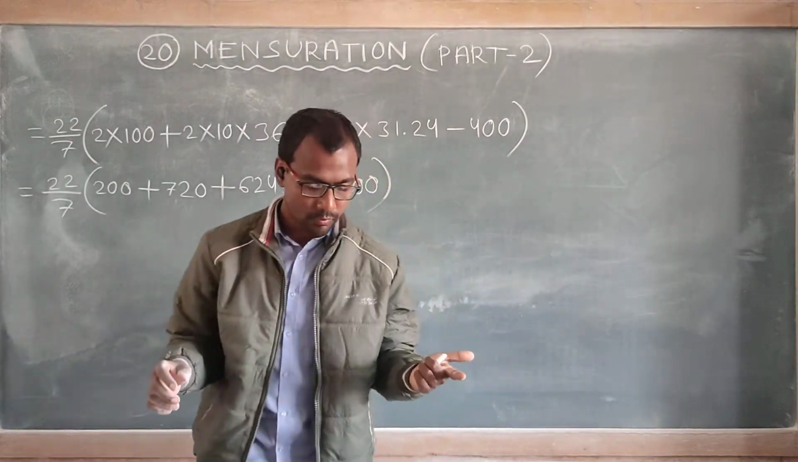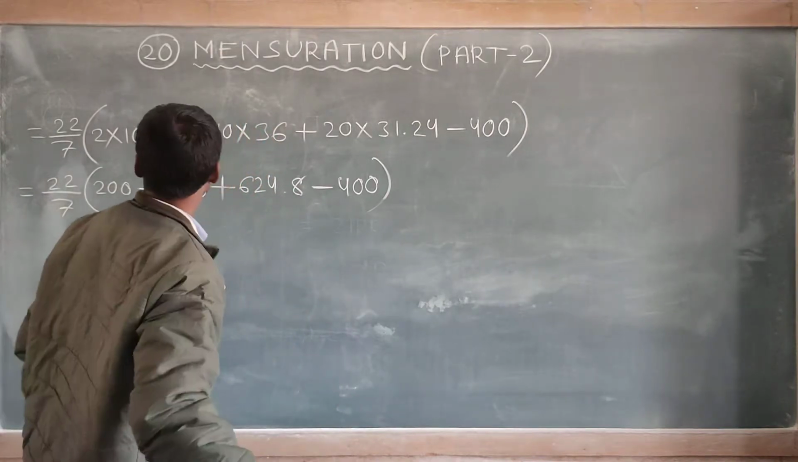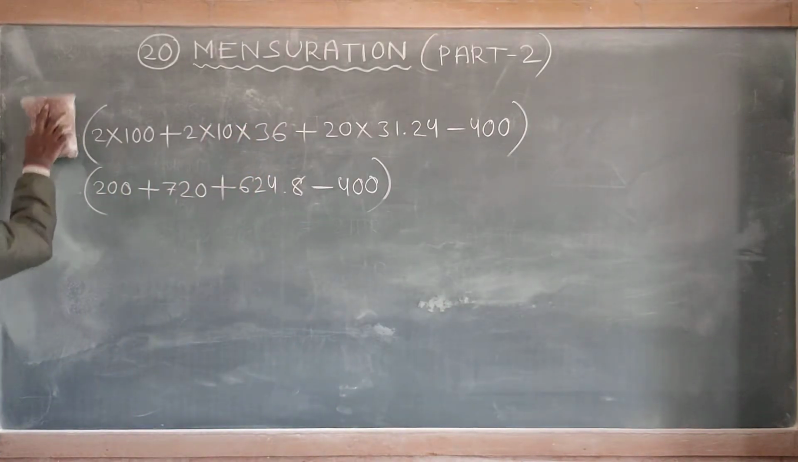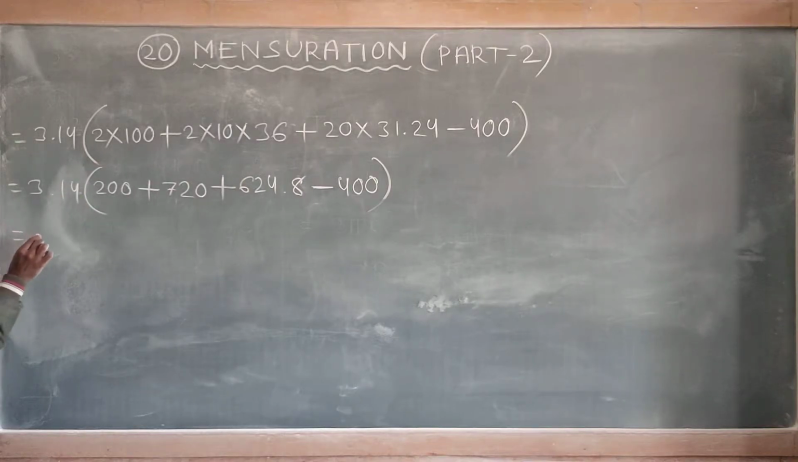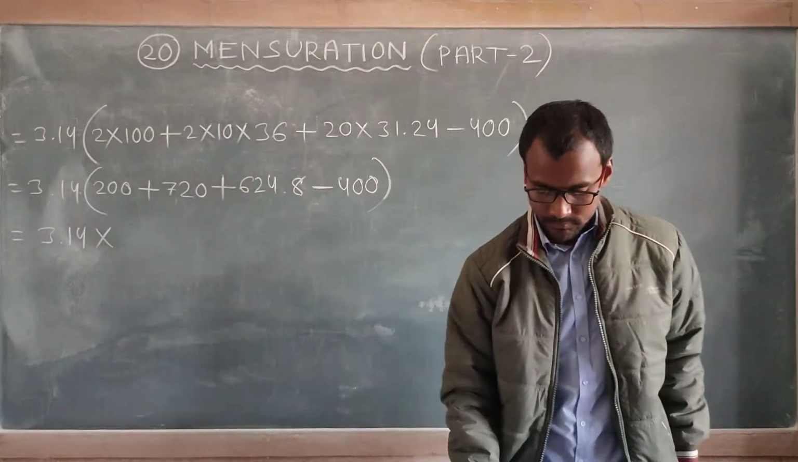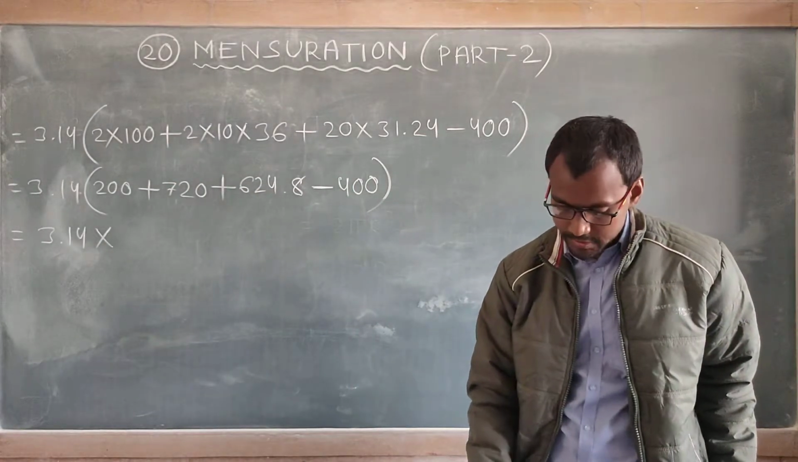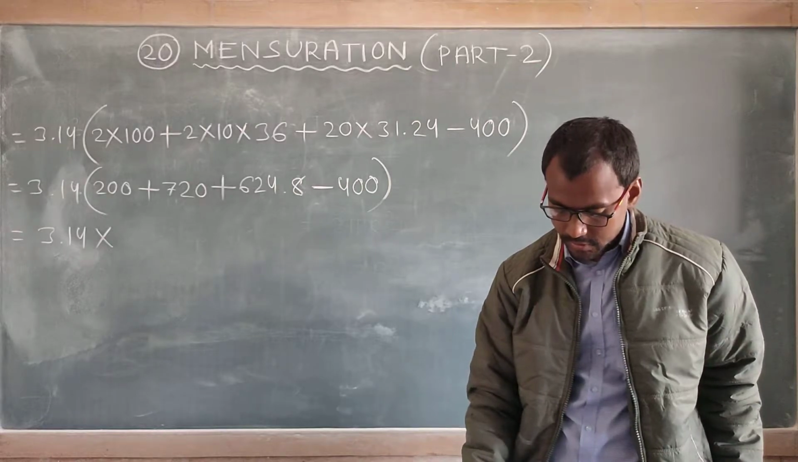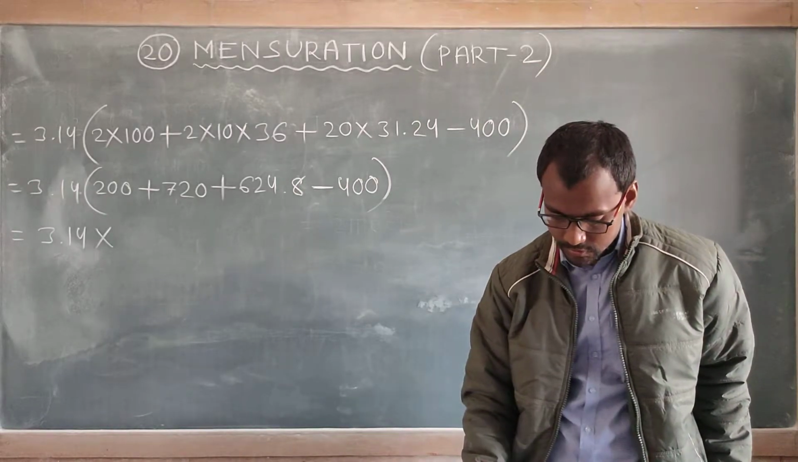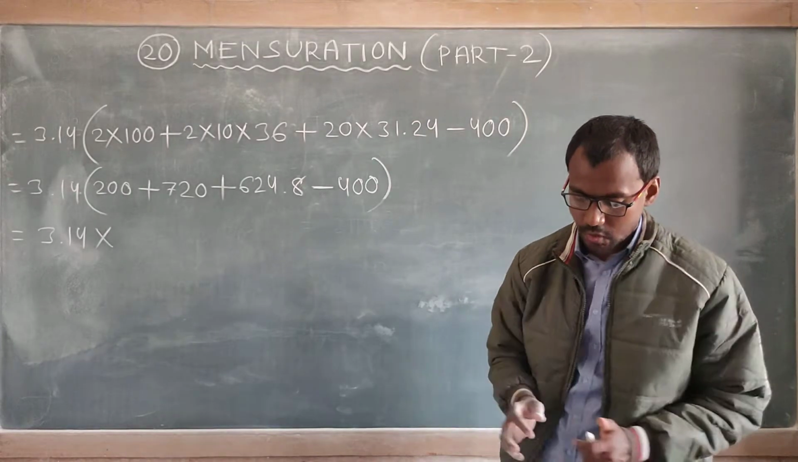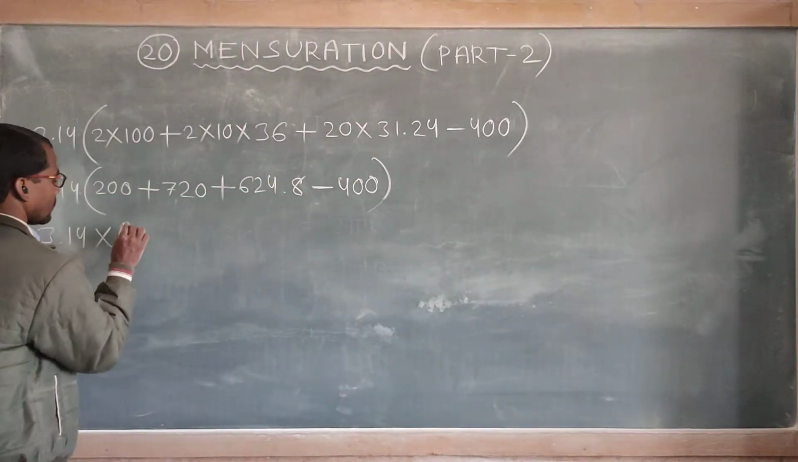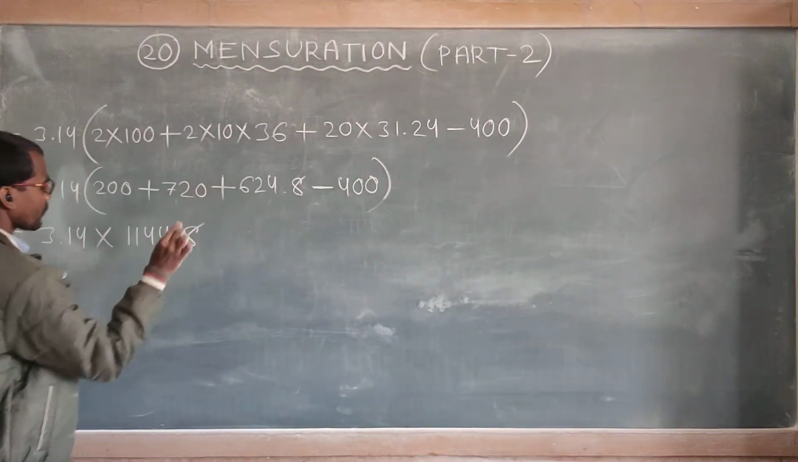Sorry, pi we have to take as 3.14, not 22 by 7, according to the question. Now this is 200 plus 720 plus 624.8 minus 400, which is 1144.8.